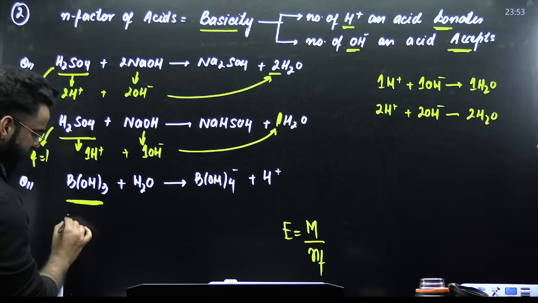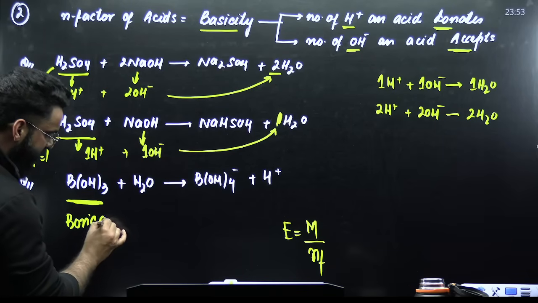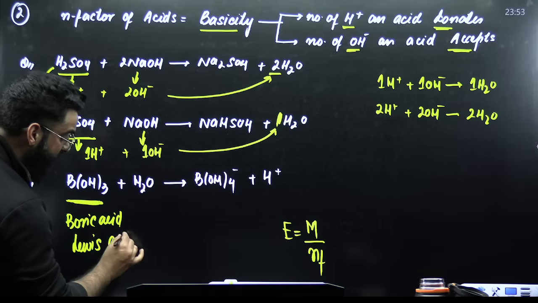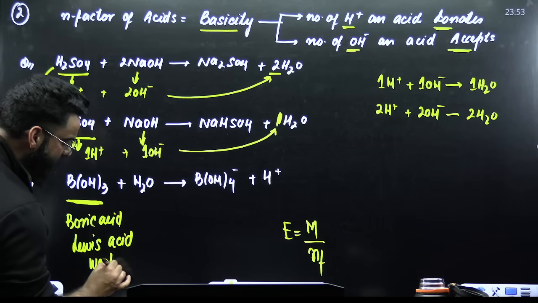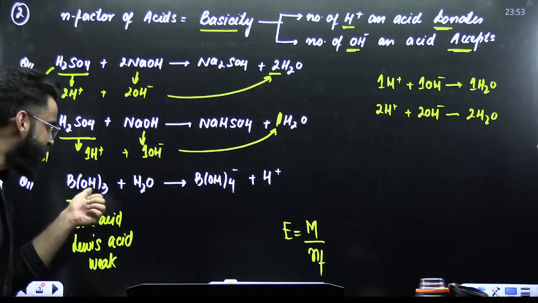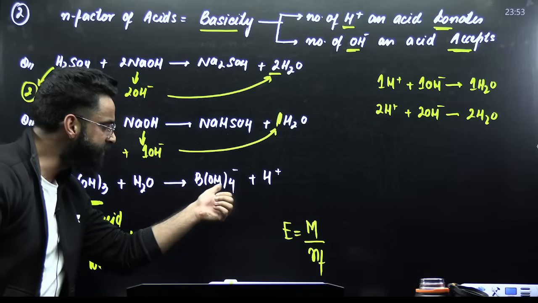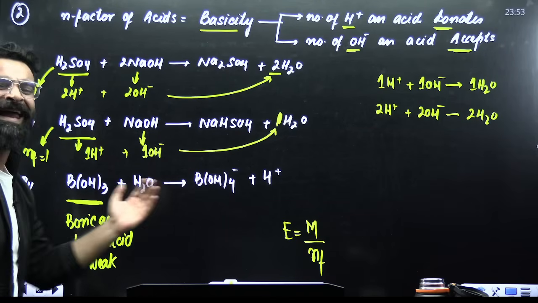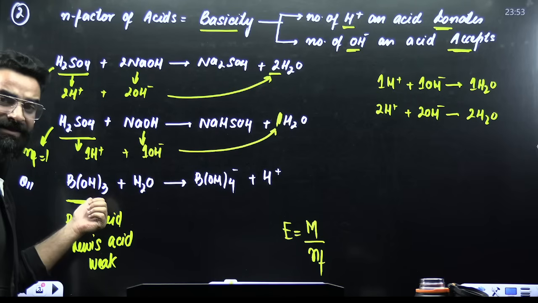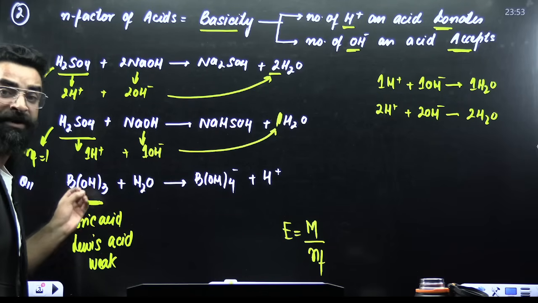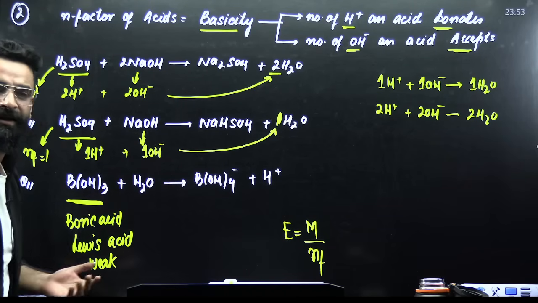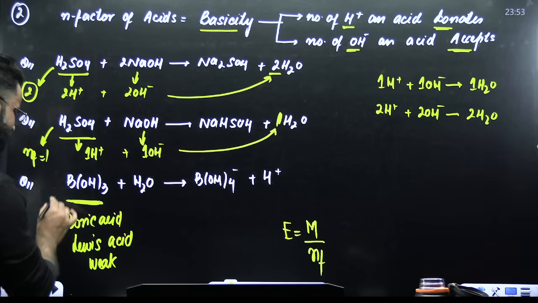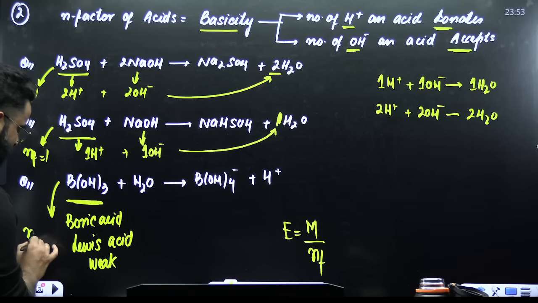Look at this one. This B(OH)3 is called boric acid. Remember, it's a weak Lewis acid. Okay, now understand. How many OHs do you see here? 3. How many OH do you see here? 4. That means when boric acid was introduced in water, it has gained an OH negative. It has 3 OHs here, and here it has 4. That means when you put it in water, it has gained 1 OH negative. And the number of OH negatives an acid accepts defines its basicity, right? So it is accepting 1 OH negative. So its N factor is 1.